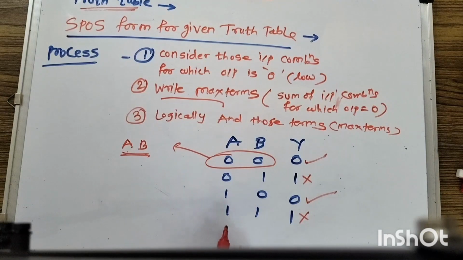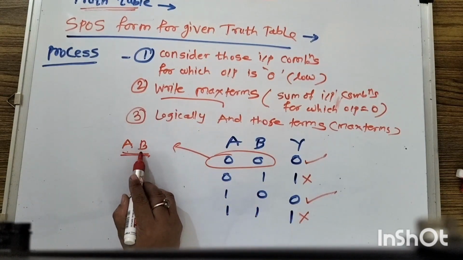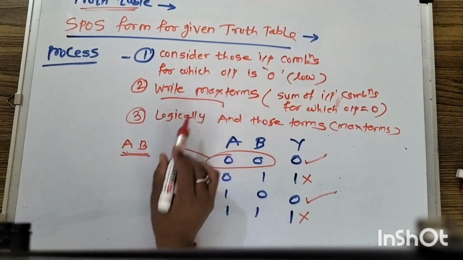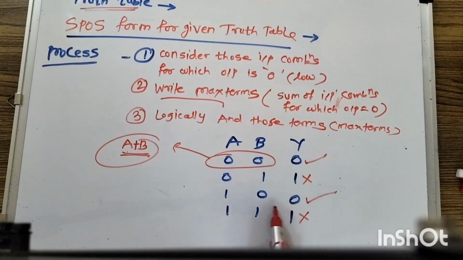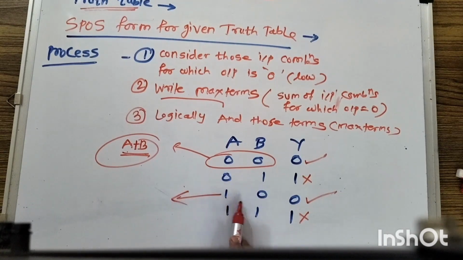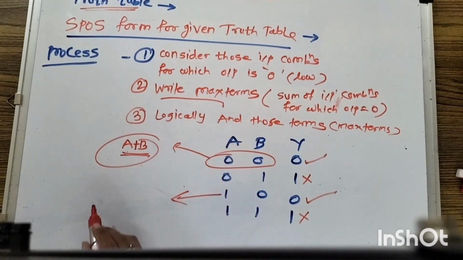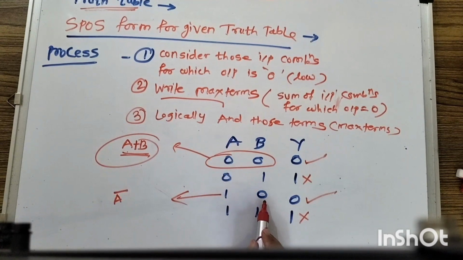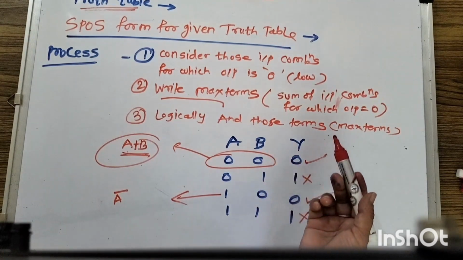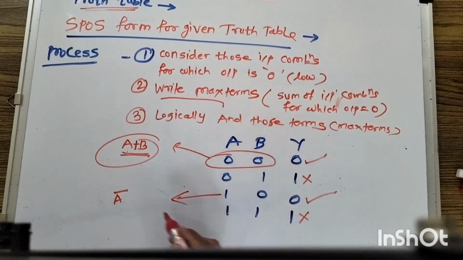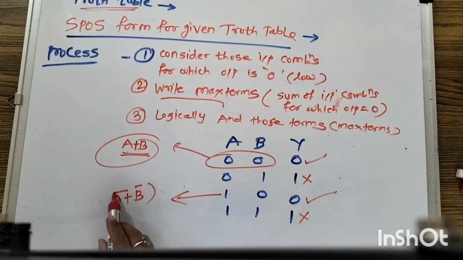Now what we are writing is a max term, that means summation sign. So A plus B is my first term. Now for the second combination for which output is low, it is 1 0. But here 1 means A, but in max term we are considering 1 means A bar. So we are considering here A bar. 0 means B. 0 means in general case B bar, but we are writing max terms. That's why it is considered B. So our second term is A bar plus B.